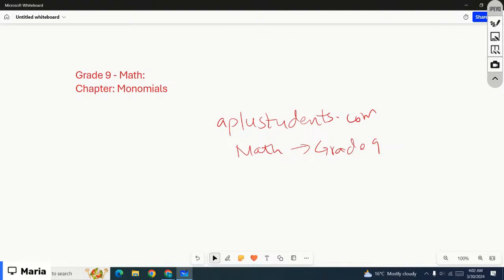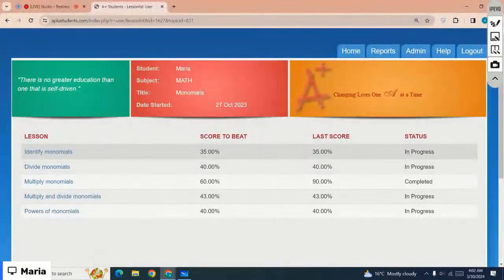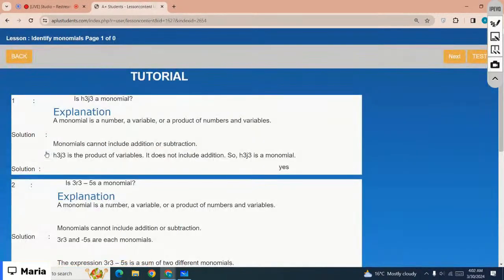So let's just start with the first lesson here. I'm on grade 9 math. The chapter we are on right now is monomials. Let's just start with the first lesson, that is identify monomials. Mono means one, right? So a monomial is a number, a variable, or a product of numbers and variables, right? A monomial cannot include addition or subtraction, right? That means no mathematical signs are there, just a number, a variable, or a product of a number and variable, right?